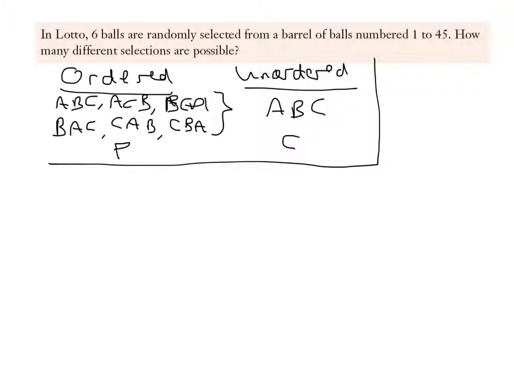Let's start answering this question. In Lotto, 6 balls are randomly selected from a barrel of balls numbered 1 to 45. How many different selections are possible?